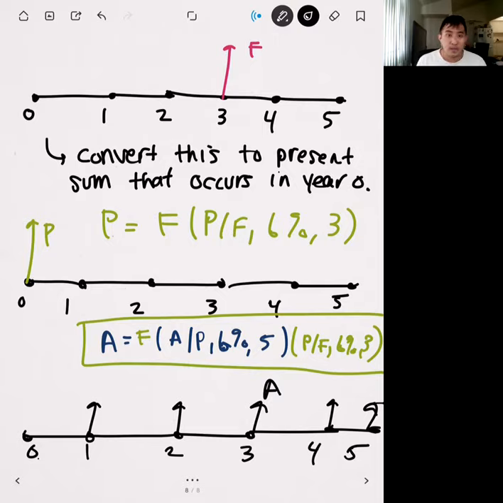Remember, for these non-standard ones, you have to do at least two conversions and draw the cash flow diagrams to help you step by step along the process. I think with that, a lot of these problems become a lot easier if you do that. Okay, so that's non-standard cash flows.